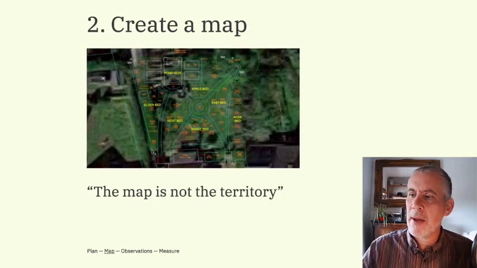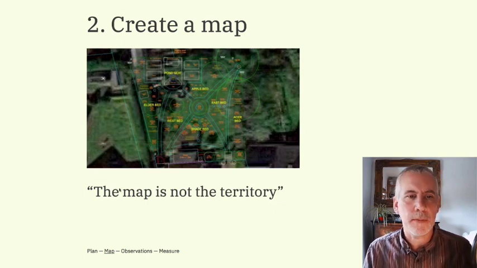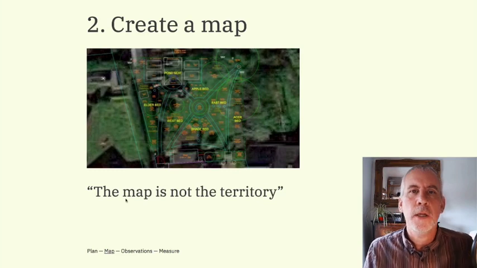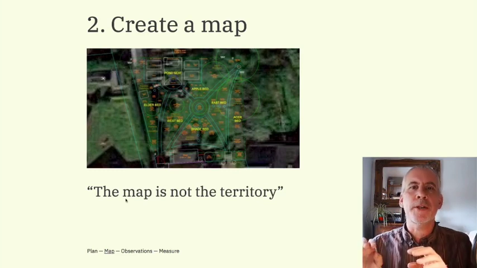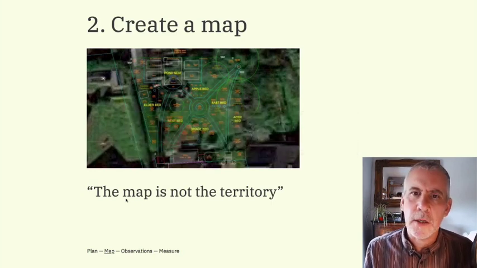So create a map. Observations. Actually, I should go straight to observations. Or shall I go to? No, I'll go to create a map and then observations. Yeah, I'll do it that way around. I'm wondering whether to do the map first and then the observations. Okay. Let's do the map first.